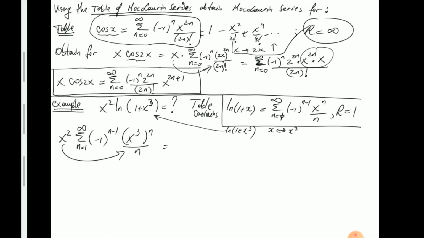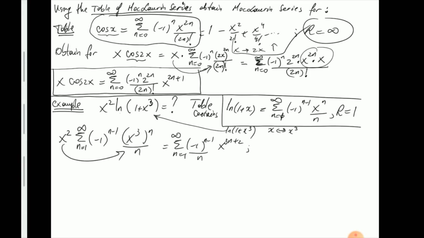Bring inside the x squared. And here we're going to have x to the 3n plus 2 over n, right? So x to the 3n plus 2.